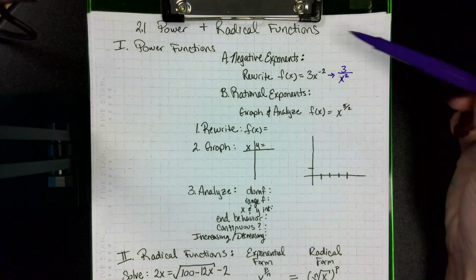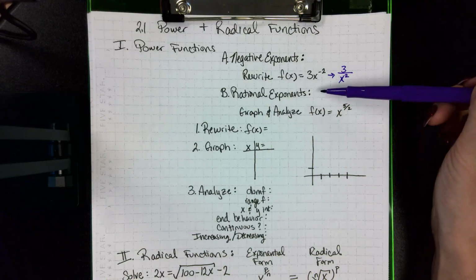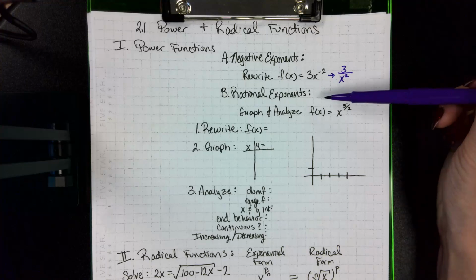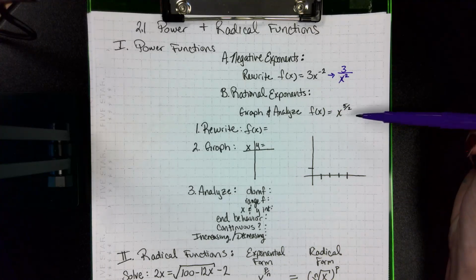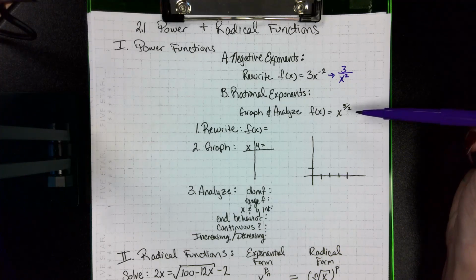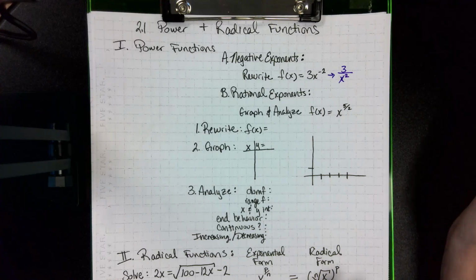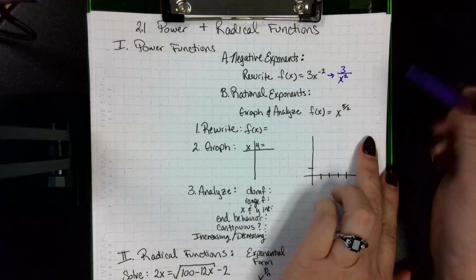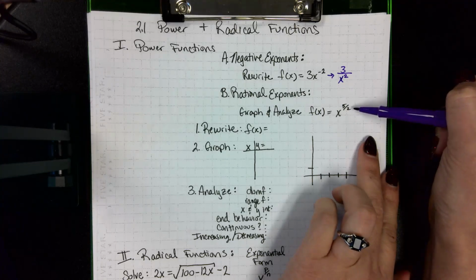So you might be given negative exponents and need to rewrite those, or you might be given a rational exponent. If you're given a rational exponent and you have a problem like this one where it says graph and analyze f of x equals x to the 5/2 power, you might need to rewrite it into radical form. So the power is on top and the root is on the bottom.